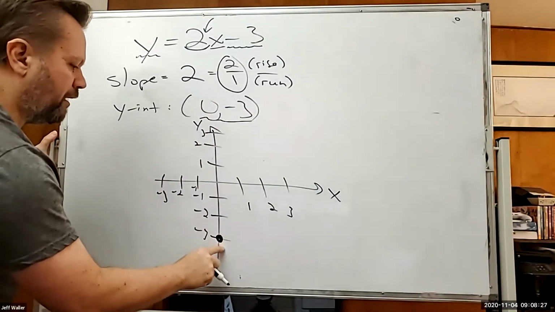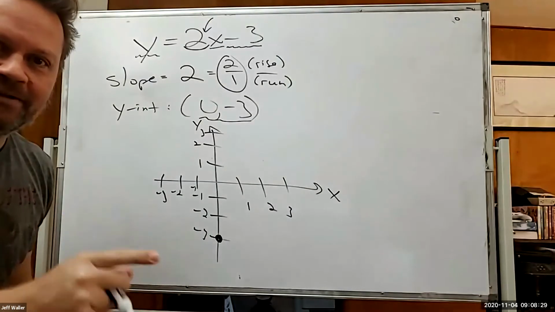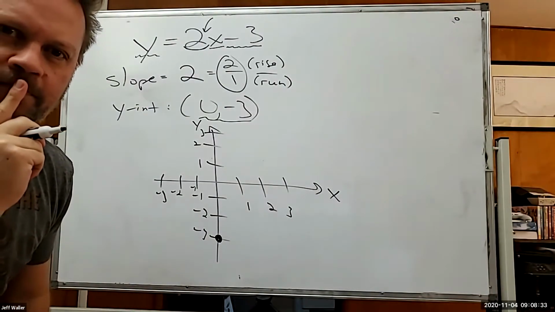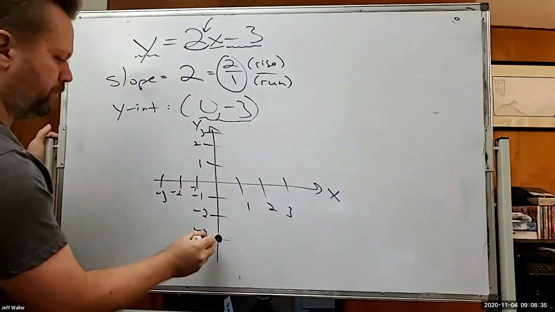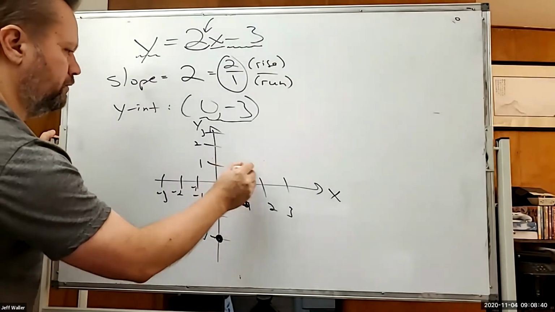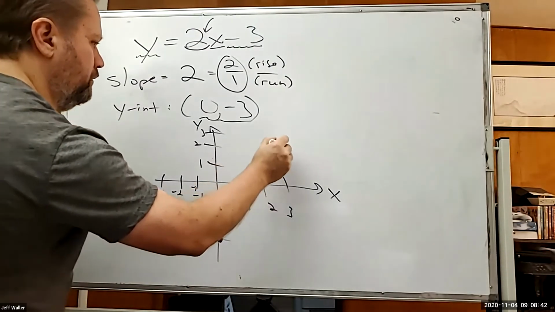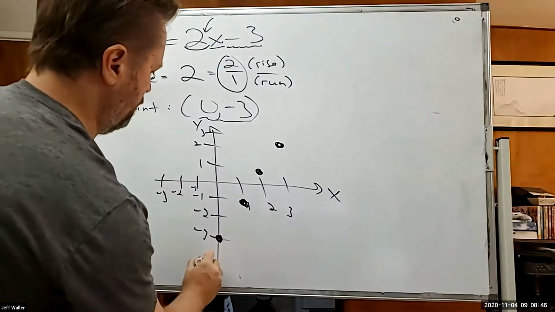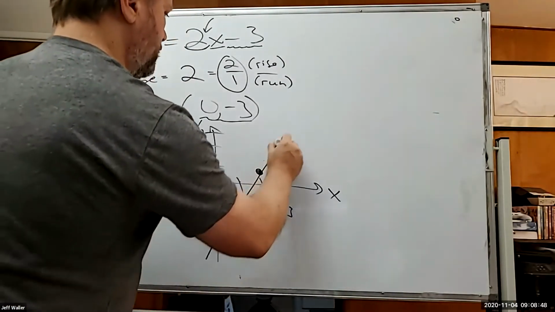From there, how does it move? Up 2 over 1. Yeah. Up 2 over 1. So then it goes there. Up 2 over 1. Up 2 over 1. Right? And if my scale was better, it would be an actual straight line. That's not too bad.